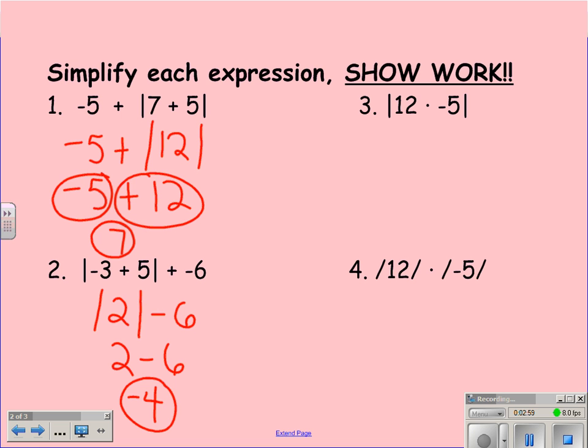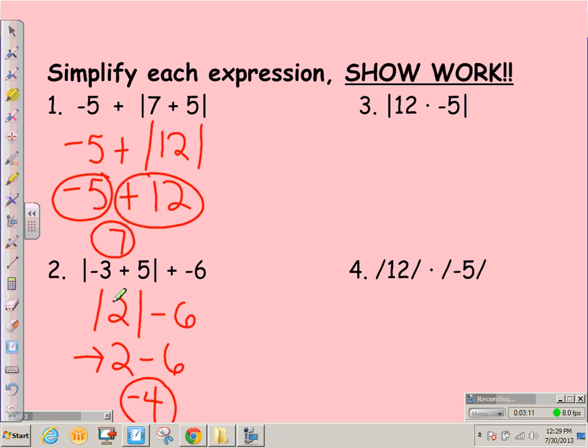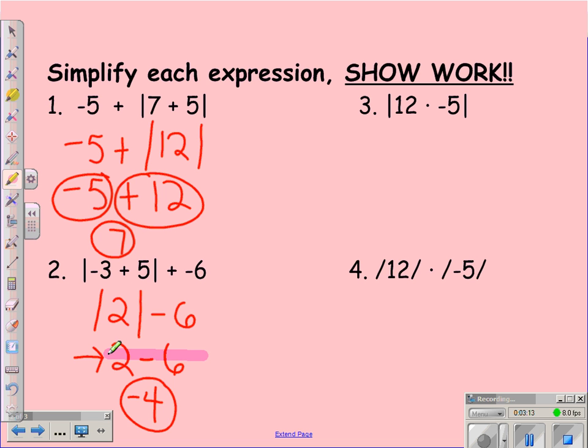So if you're saying to yourself right now, Ms. McDaniel, I thought you said that absolute value has to be positive. Well, we're talking about the absolute value of one number. You can clearly see that when I get to this step, 2 minus 6, we're no longer talking about absolute value. We're just talking about what is 2 minus 6. So yes, it is entirely okay to have an answer to any of these problems that is a negative.